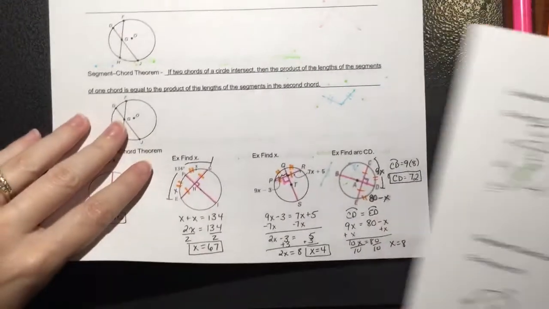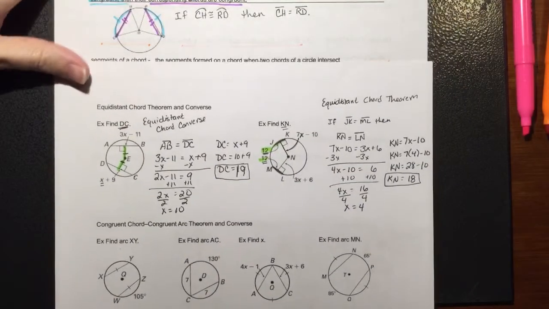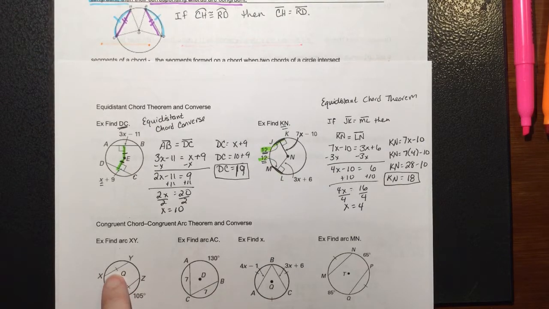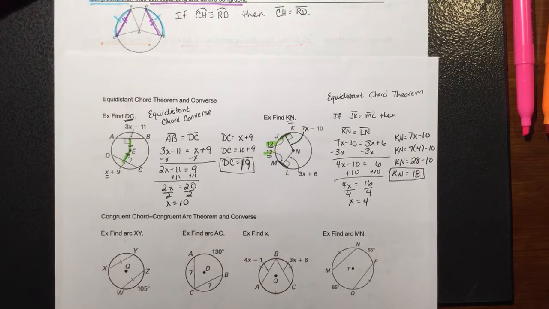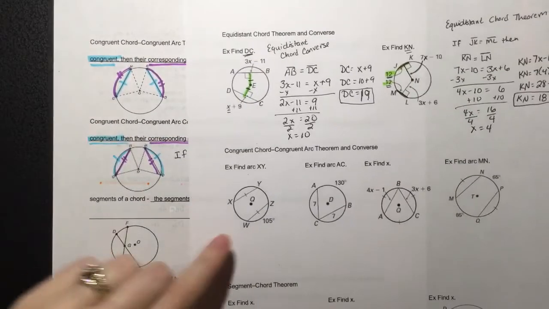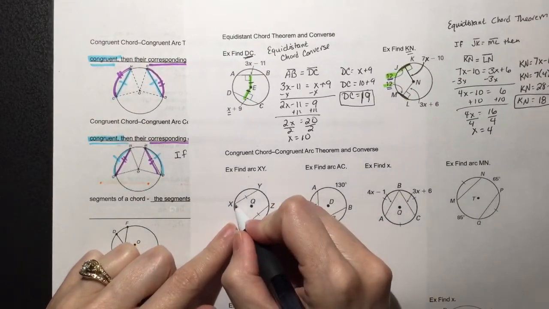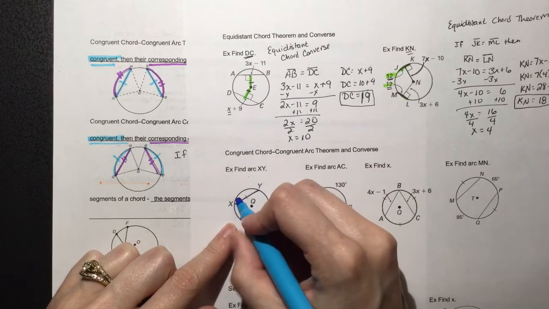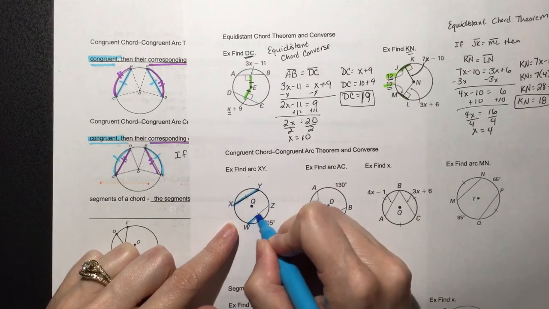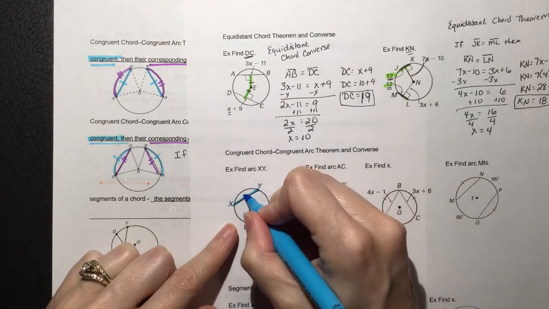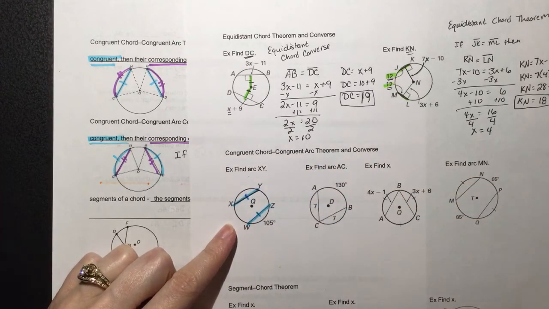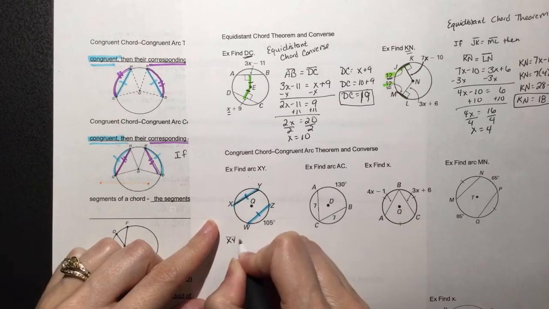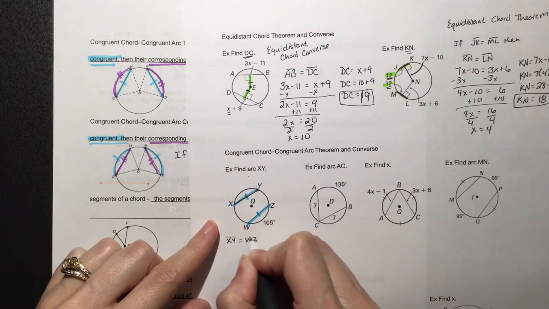So to take a look at a couple of examples with those. Looking at this one, you have to figure out which theorem you've got. I've got a chord right here congruent to another chord right there. And I know they're congruent because of their tick marks. So I've got chord XY is equal to chord WZ.